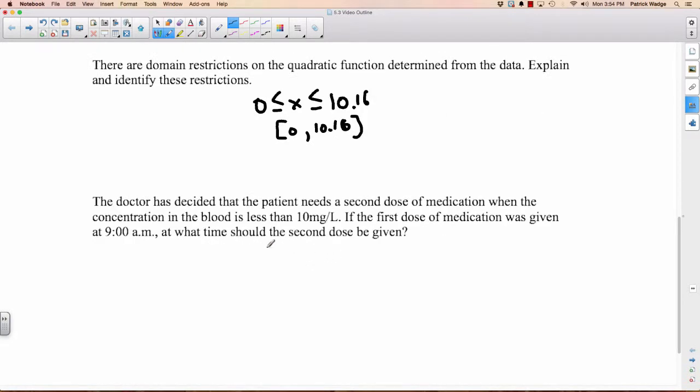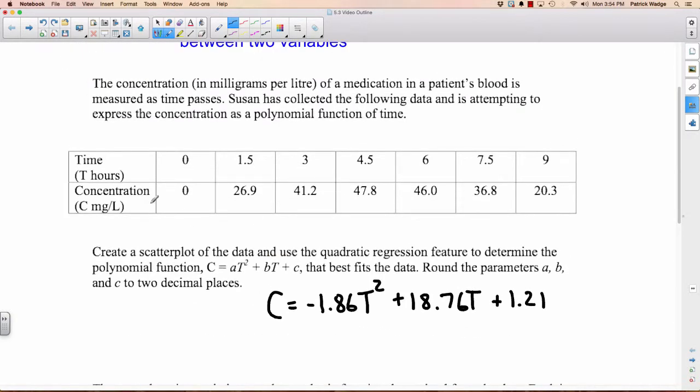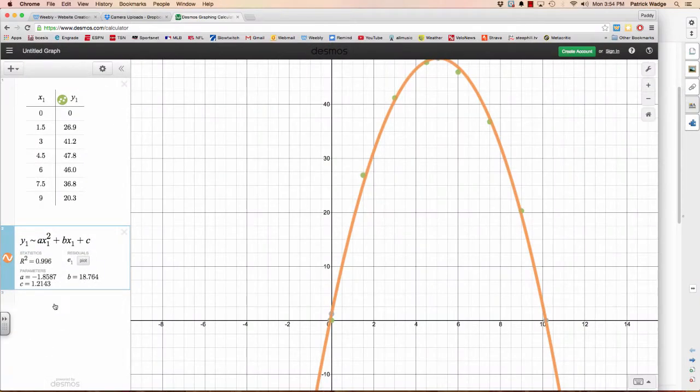The doctors decided that the patient needs a second dose of medication when the concentration in the blood is less than 10 milligrams per liter. If the first dose of medication was given at 9 a.m., at what time should the second dose be given? Okay, so we want to know, when is it less than 10 milligrams per liter. Milligrams per liter is the C value, or the Y value if you look on here. So what we want to know is, when does the Y amount drop below 10?